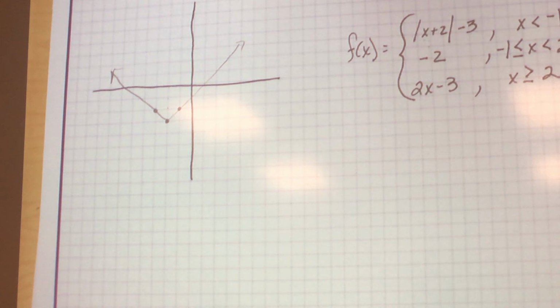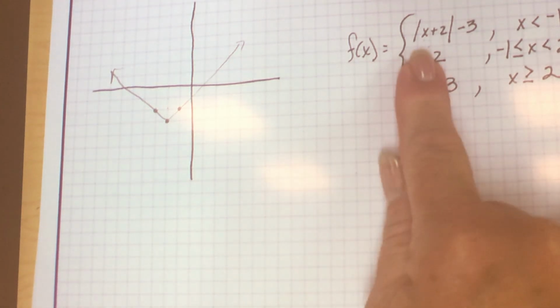Okay, now this graph has some constraints on it. Constraints are just restrictions. We have constraints to get in this class. In order to get in an Algebra 2 class, you have to have passed Algebra 1. So this equation right here has some constraints.